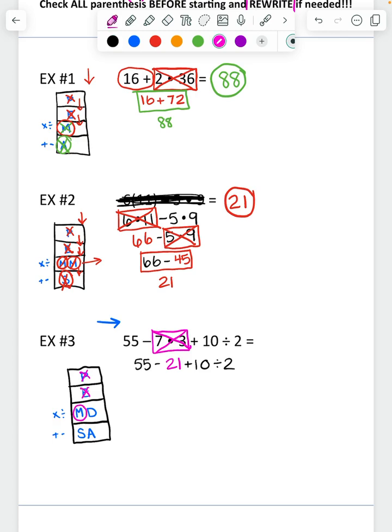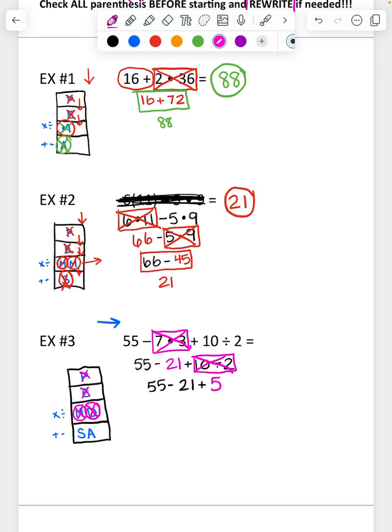Then I can go back to my OOO tower. I did the multiplication. Now I move on to division. So my division was at the back. So 10 divided by 2 is 5. And again, I'm going to mark that out, and whatever's left I rewrite. So I had plus 21 minus 55. All right, go back to my tower.